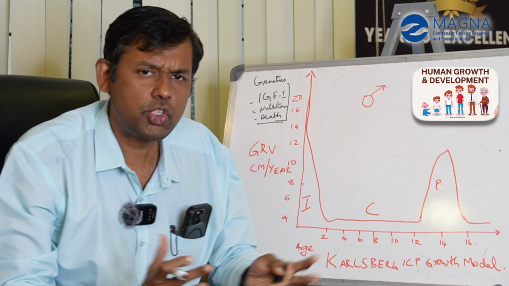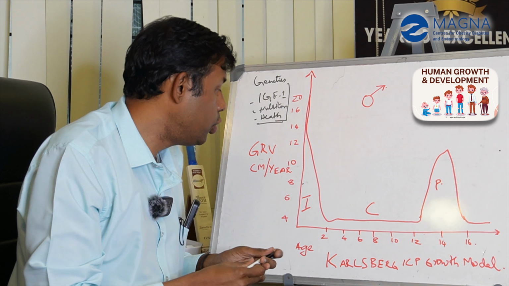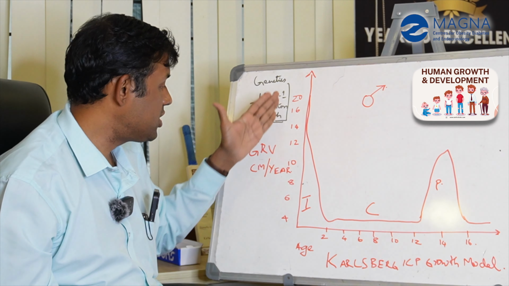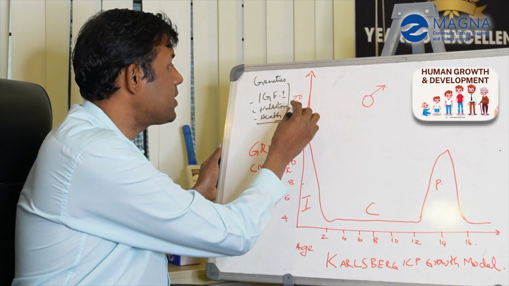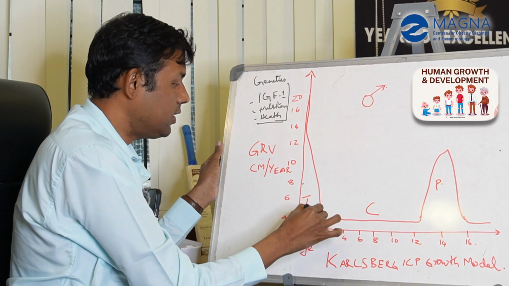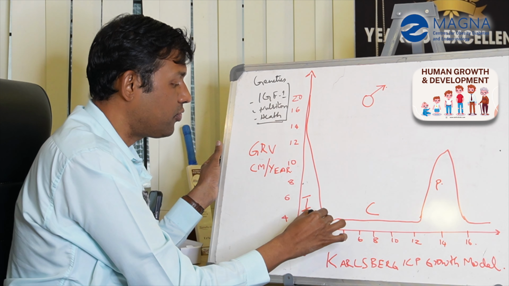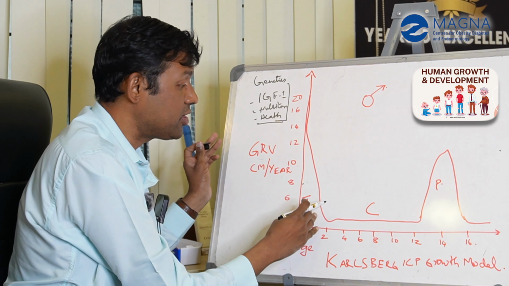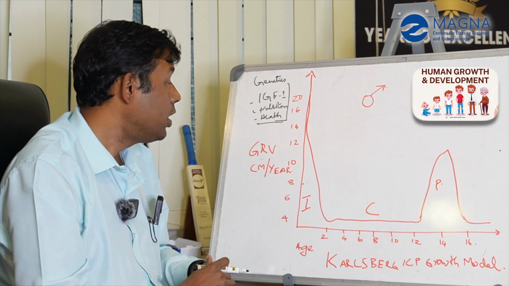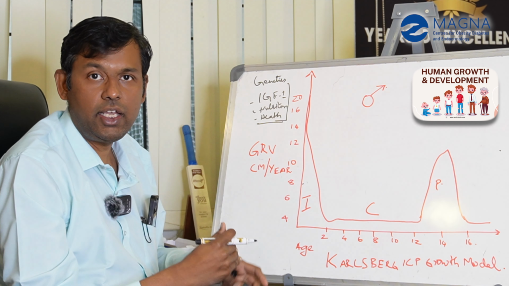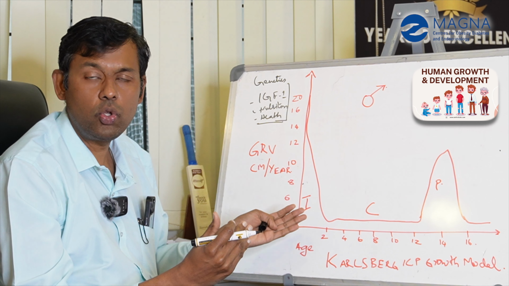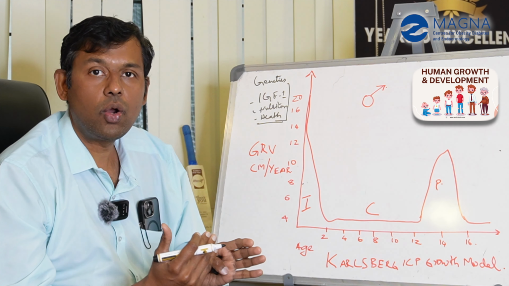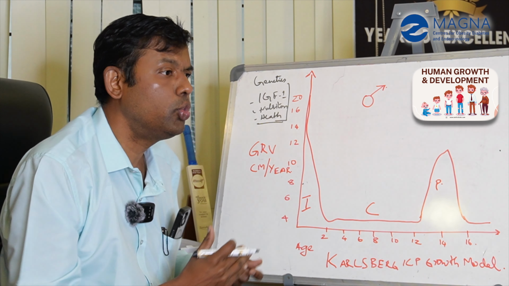Now after the child is born, in the first 2 years of life, the growth velocity rapidly decelerates. In the first year of life, the growth velocity is around 25 centimeters. By the time the child reaches 2 years of age, the growth velocity is down to 4 centimeters per year. This is called the infancy phase of growth, where the growth velocity is rapidly decelerating. In the first year of life, there is 25 centimeters of growth. In the second year of life, there is 12 centimeters of growth. And then the child is down to 4 centimeters of growth after say 2 years or 3 years.